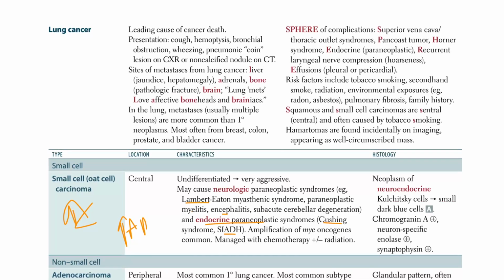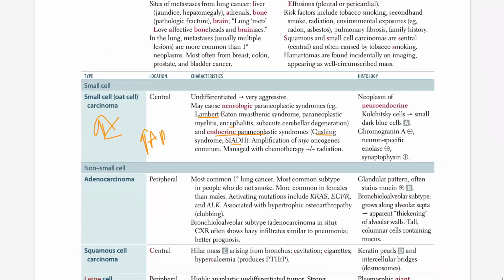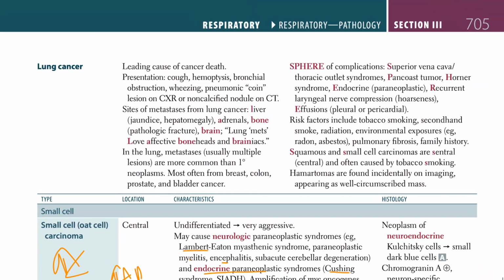Okay, moving on to the next one, lung cancers, high yield. These cancers are pretty high yield. So what do we have here? Lung cancers are the leading cause of cancer death. Presentation is cough, hemoptysis, bronchial obstruction, wheezing, a coin lesion on chest X-ray, or a non-calcified nodule.